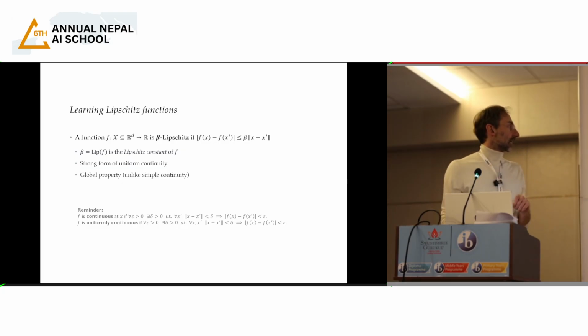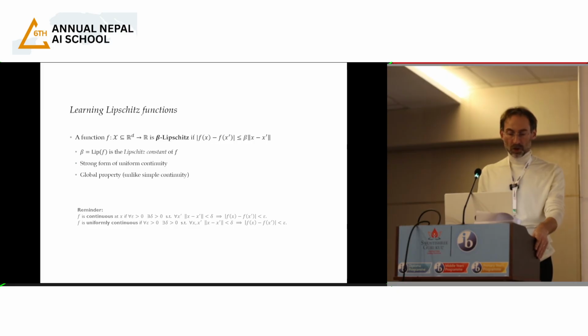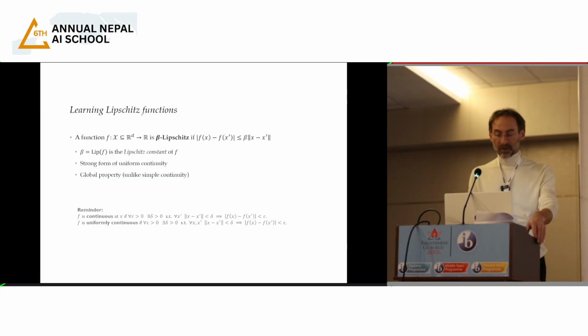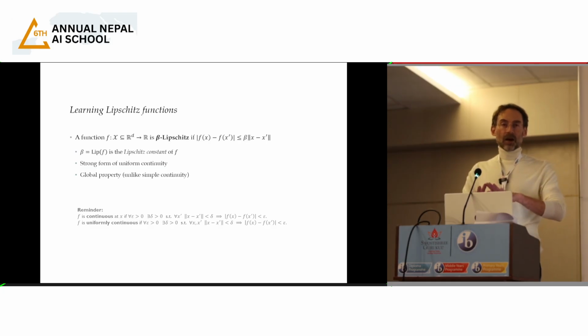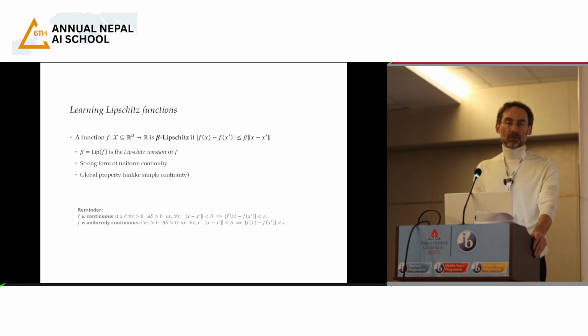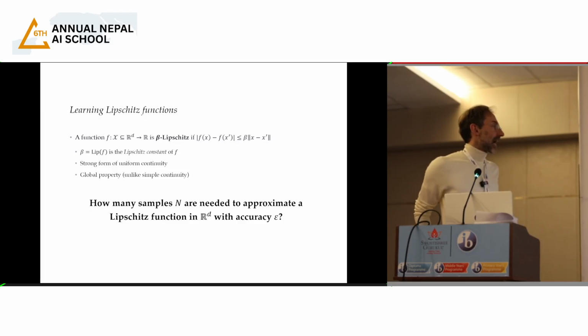It's a strong form of uniform continuity. It's a global property, unlike continuity, which is a local property. If you're interested in the mathematical definitions, that's the difference between continuity and uniform continuity. So basically this is a well-behaved class of functions, a special type of continuity. Now let's try to answer the question: how many samples n do we need to approximate a d-dimensional Lipschitz function with accuracy epsilon?